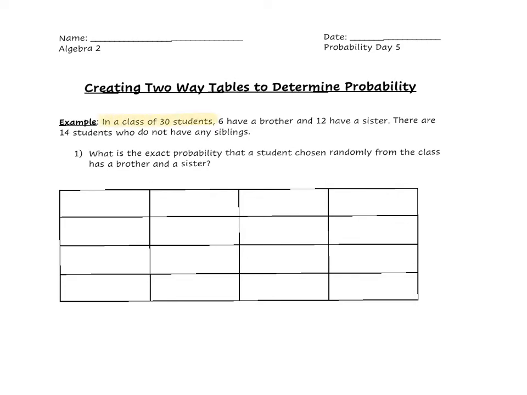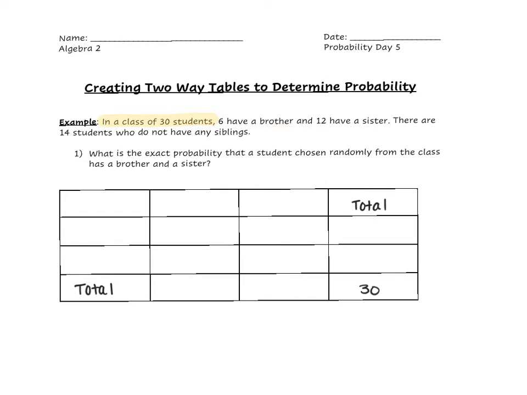It says in a class of 30 students. Well, 30 students is my total, so that must go down in my right quarter. That's your grand total. Then it says 6 have a brother and 12 have a sister. So we need to set up our labels on our two-way table. We know that the grand total will go to the right here and bottom left here. So, what do we have? We have people that have brothers and have sisters.